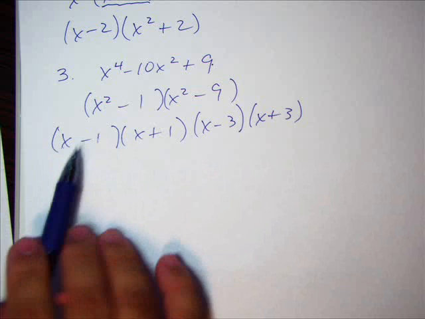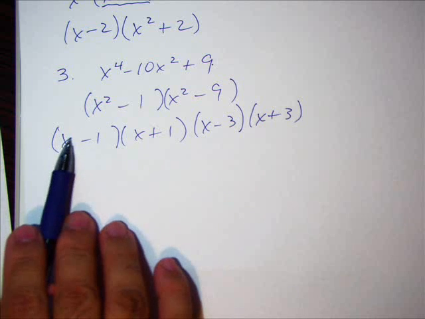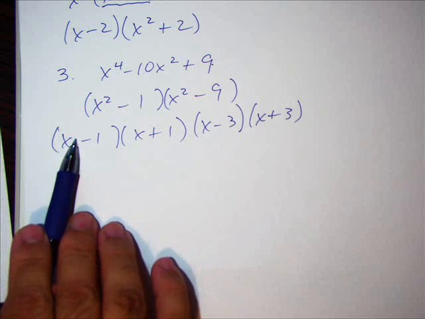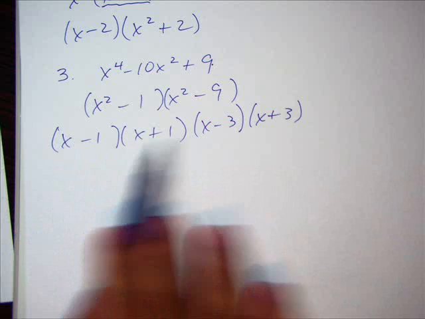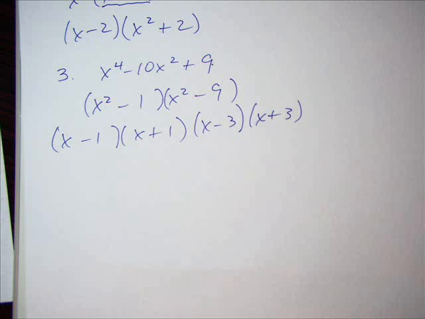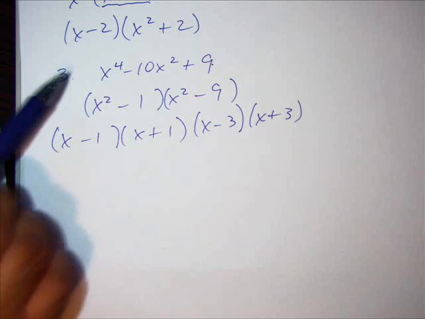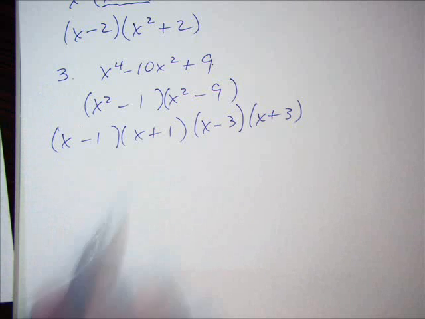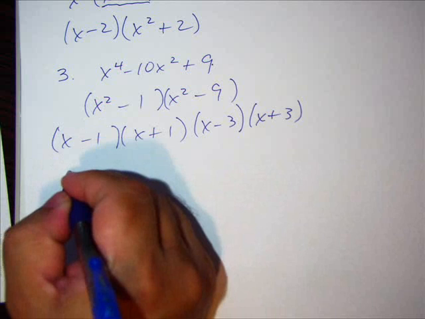Number 4. How can you tell if you're finished? Well, you look at each of these. If the exponent is 1 or less, you cannot factor anymore, unless there's a common factor. If there's a common factor, we should have dealt with that at the beginning. All right. Okay. Moving on.